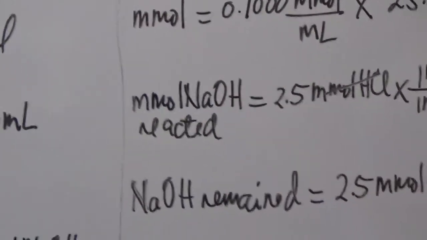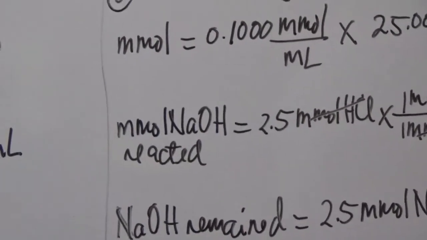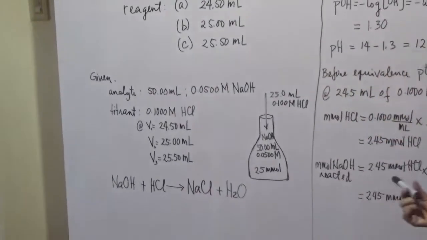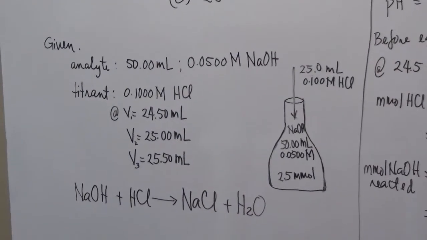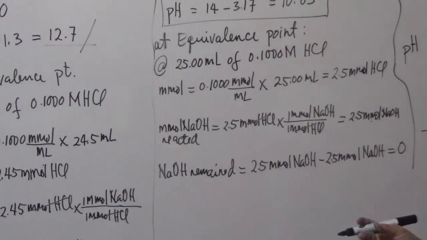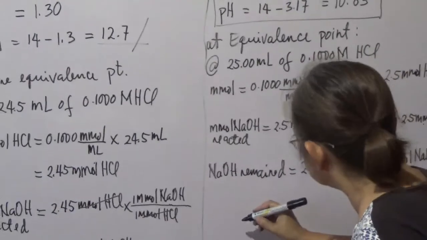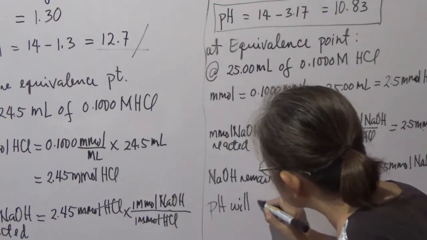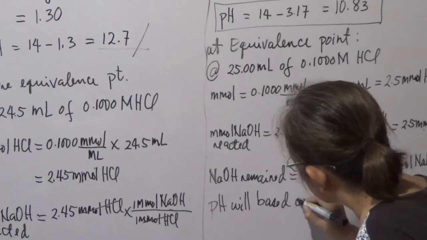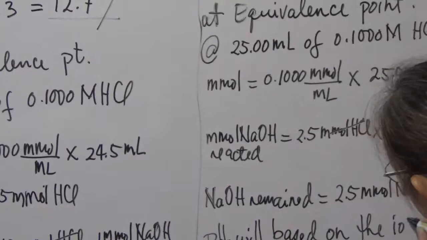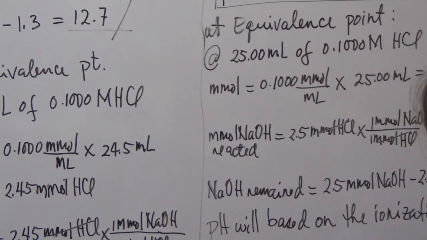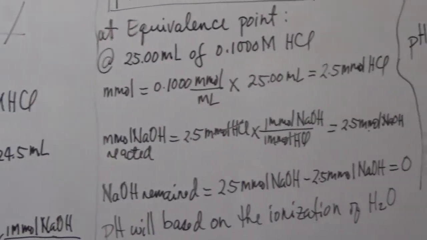It will be based on the ionization of water. This one. So in our chapter 12, I think, that was chapter 12, the ionization of water. So it will be based completely on the ionization of water. So I'll just write it here. pH will be based on the ionization of water. So what was the ionization of water?